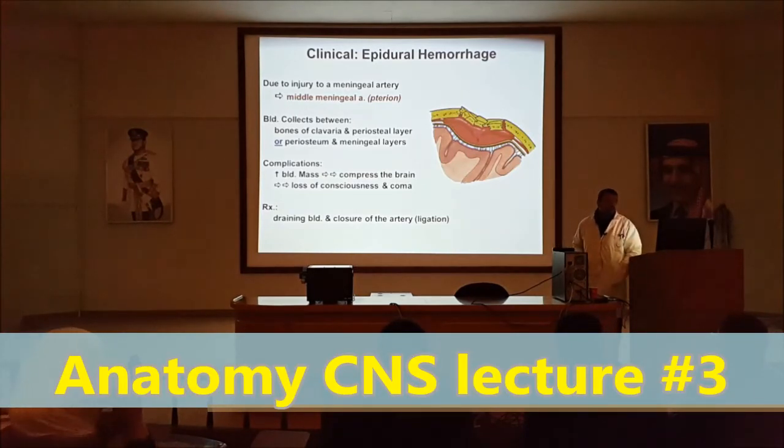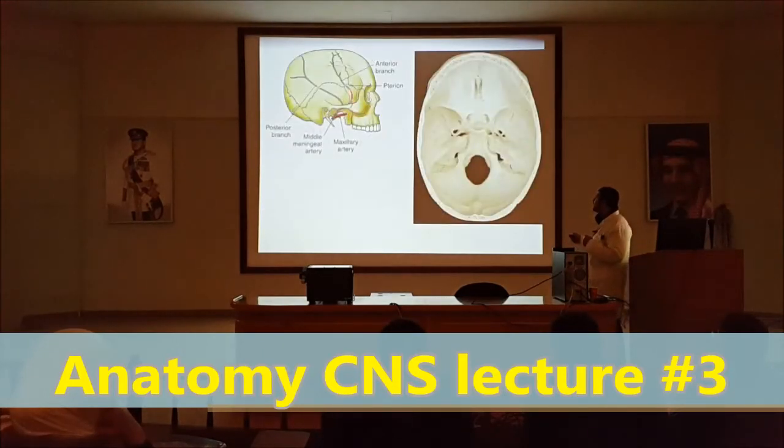Why middle meningeal artery? Two reasons. Middle meningeal artery is the largest artery that supplies the meninges. Now when you look at the cranial bone, you will see that the cranial cavity is formed of three depressions, three fossae. Anterior cranial fossa, the butterfly shape, what is it called? Middle cranial fossa, and this depression here is the posterior cranial fossa. So we have anterior, middle, and posterior.